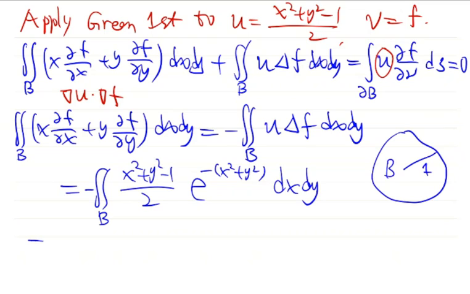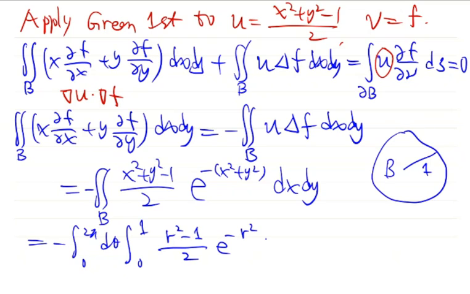So you can use polar coordinates: the integral from 0 to 1 dr, 0 to 2 pi d theta, of r squared minus 1 over 2 times exponential of minus r squared, then r dr. So this is 2 pi times the integral of 1 minus r squared over 2, exponential of minus r squared, r dr.